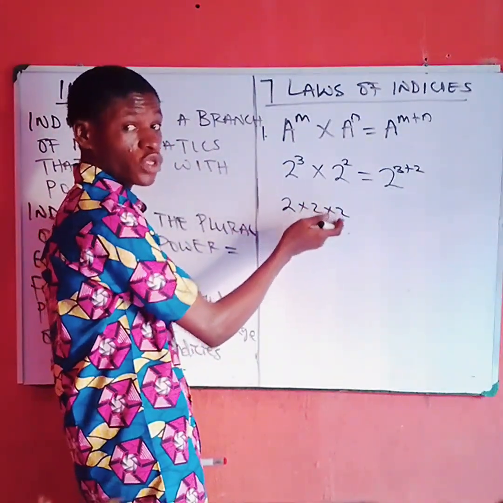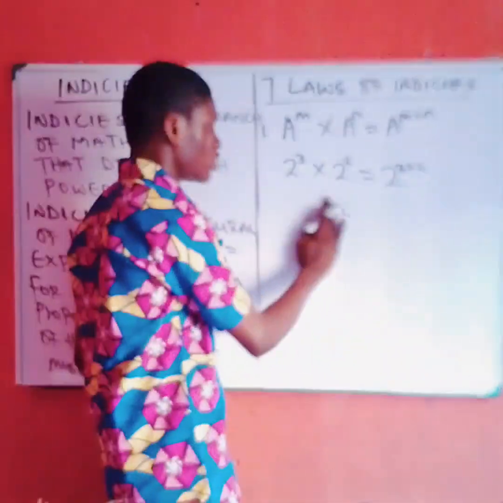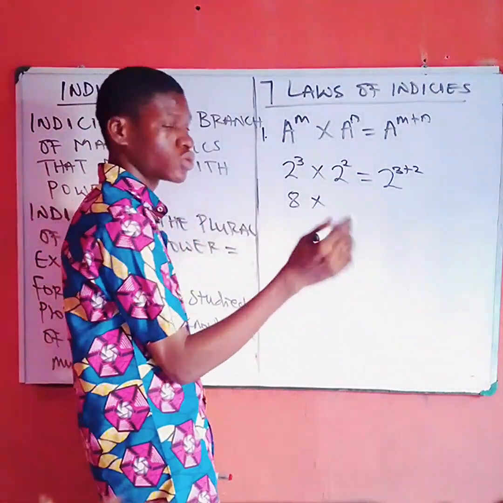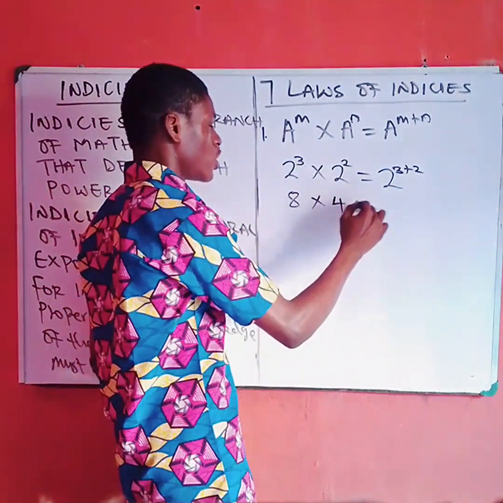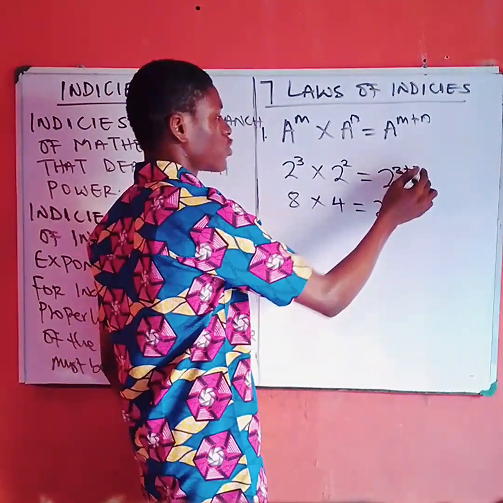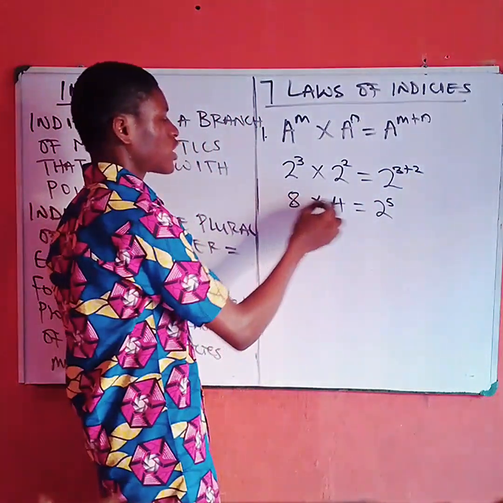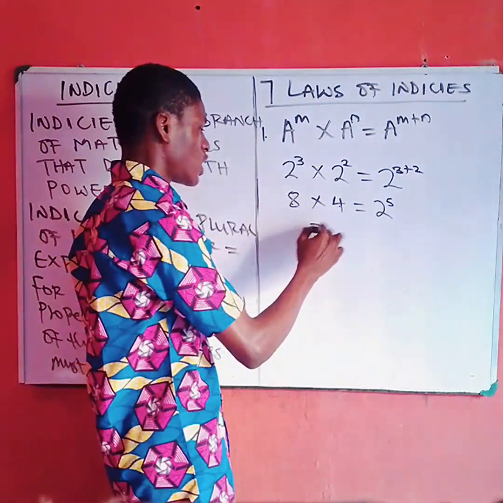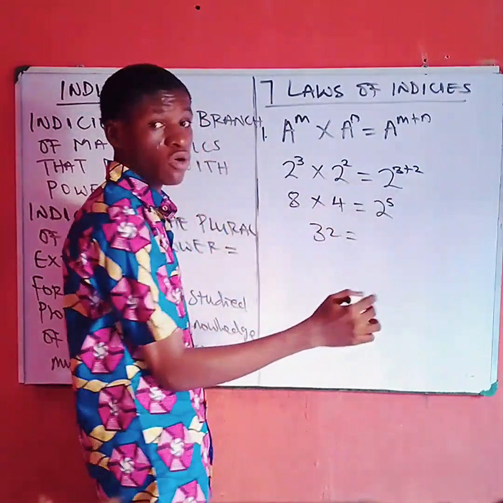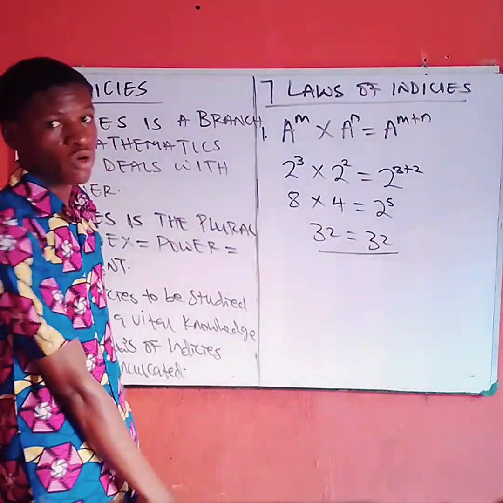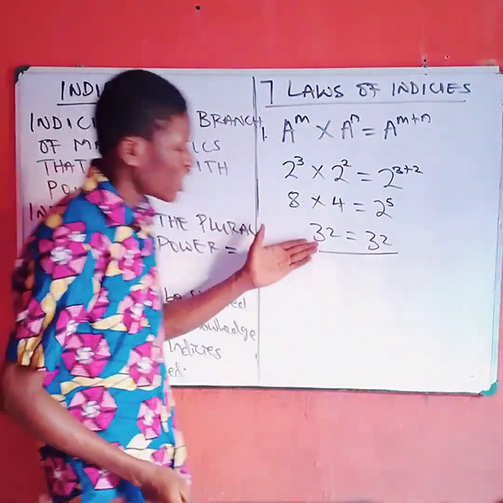2 times 2 is 4. 4 times 2 is 8. So if I add that, this is 8 times 2 raised to the power of 2, which is 2 times 2, and that's 4, equals 2 raised to the power of 3 plus 2, which is 5. So it's 5. 8 times 4 is 32. 2 raised to the power of 5 is 32. So they are equal.